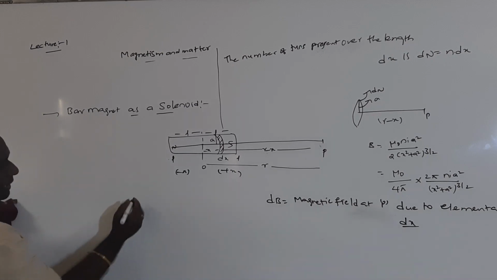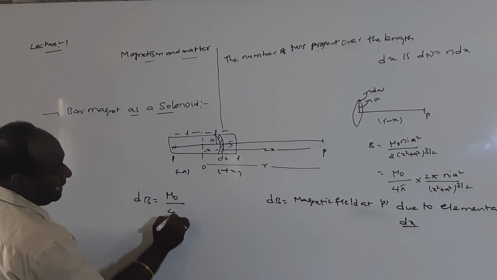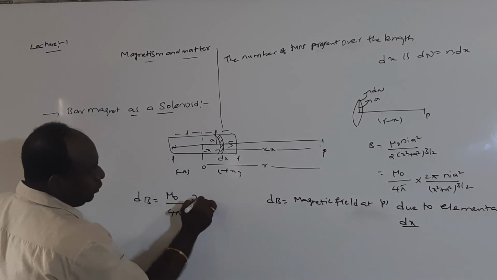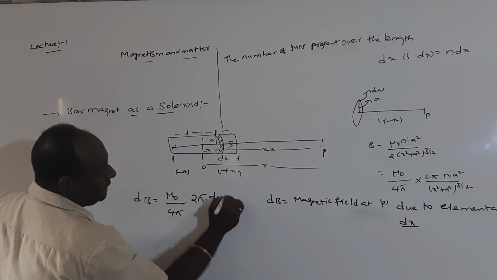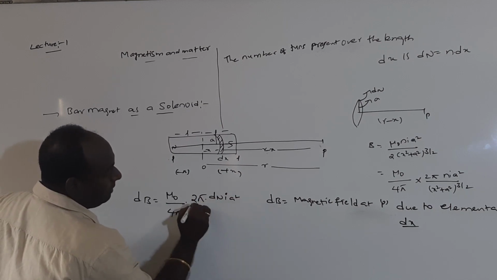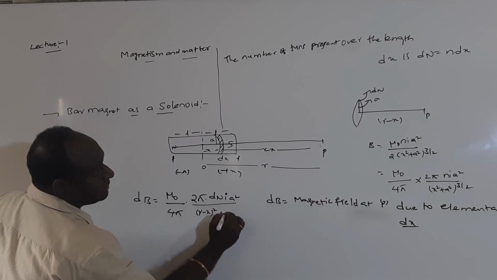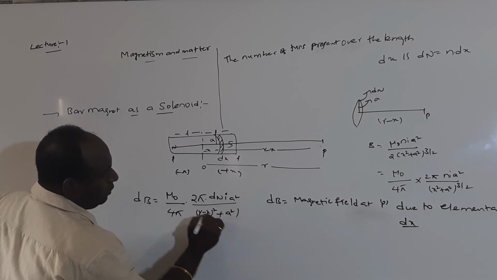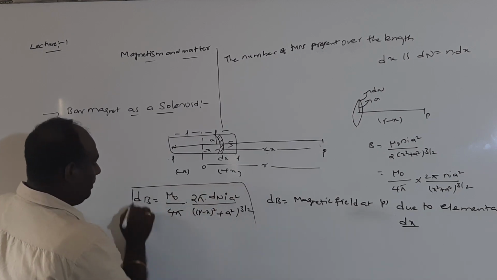I will write dB clearly. dB is equal to mu naught by 4 pi, times 2 pi. For this elemental length, how many turns does it have? dN. How much current is flowing? I current, radius A square pi. What is the distance? R minus x whole square plus A square, whole power 3 by 2. This is the magnetic field due to the elemental ring.